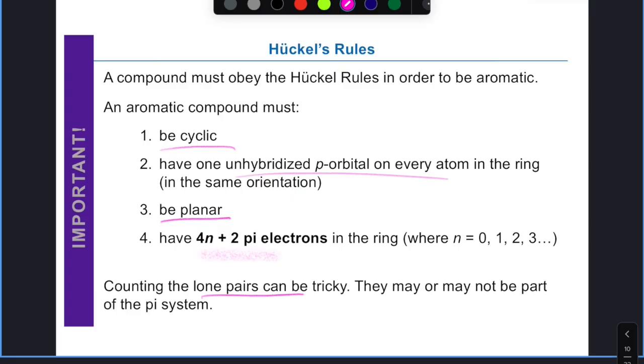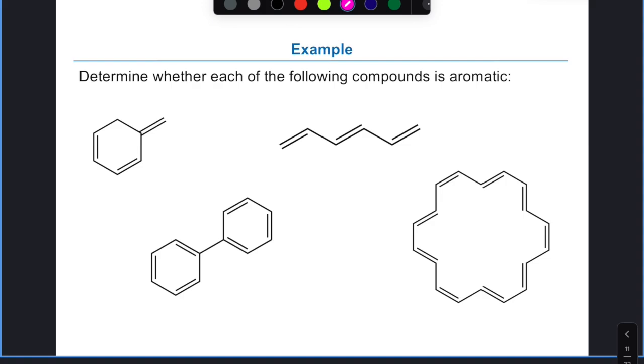The other ones should be easy by inspection, if it's cyclic or not. So let's look at these. Take a moment. I want you each to discuss this one and sort them out. Remember you've got your 4 rules. Do all of these meet those rules? Which rules are being broken as you go through this part? So take a second and rank them as aromatic or not, based on the 4 rules I just gave you.